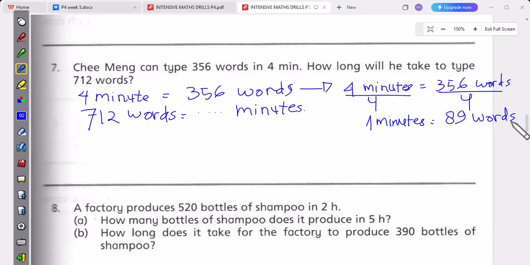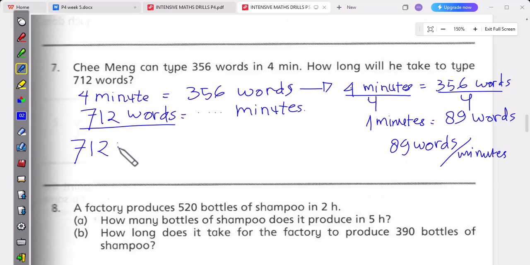So if Chimeng types 712 words, how long will he take? We can see the rate is 89 words every minute. So if they type 712 words, we divide 712 by 89, and we will have 8. So 8 minutes.